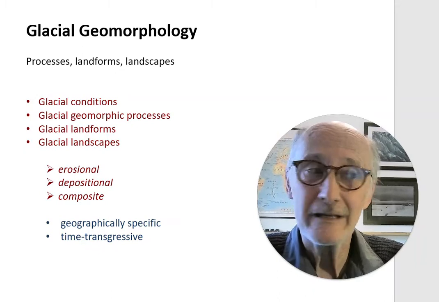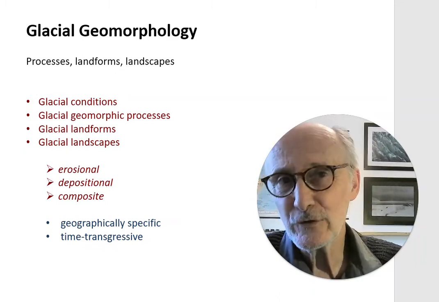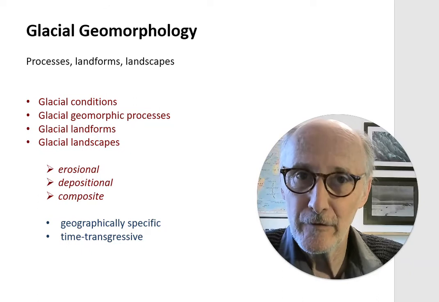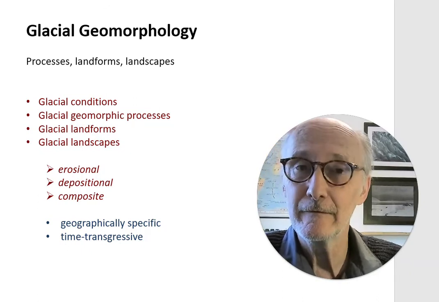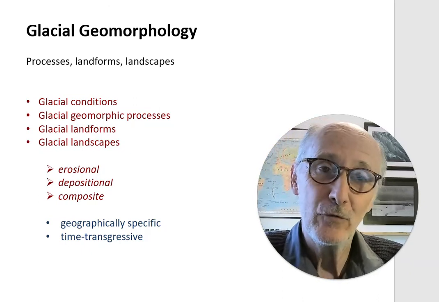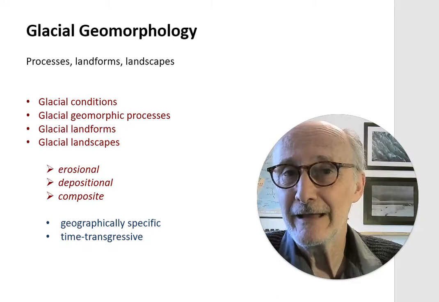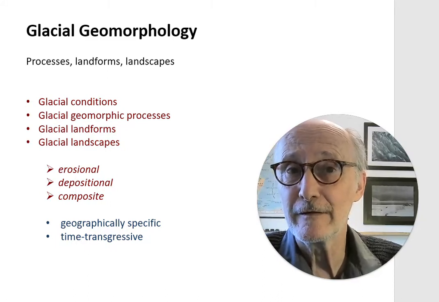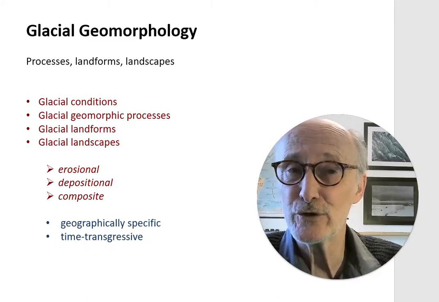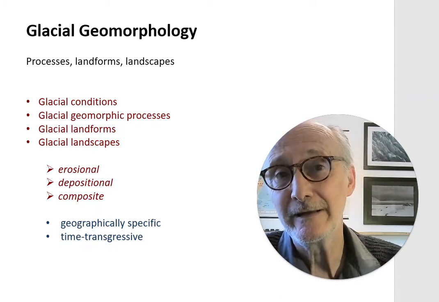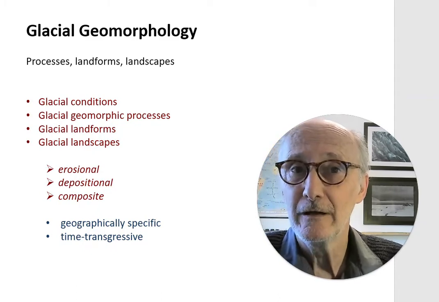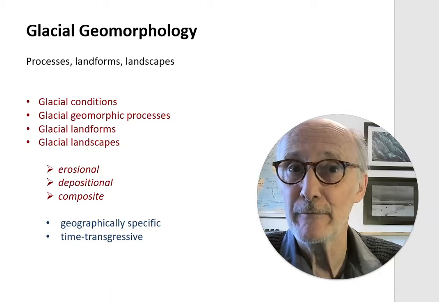We also talked a little bit about how the geography of landforms is very specific to the geography of glacial processes, and we talked about the way that glacial landscapes were time transgressive, so the characteristics of an environment would change over time, leaving behind a record of the evolution of a glacial landscape through those periods of time.